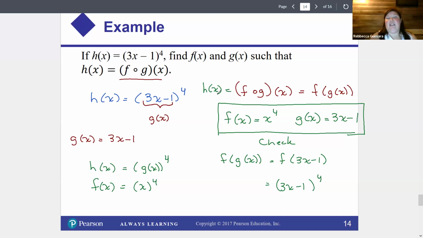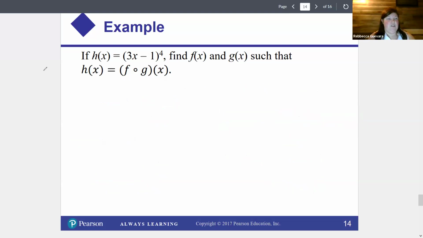So bear in mind that you can have multiple kinds of compositions. There's not just one decomposition. I could decompose this other ways as well. So this is the more straightforward, easy one to see. I'm going to erase this and then I'm going to do this just a little differently. So let's bring that function back again. So h, (3x minus 1) to the fourth.